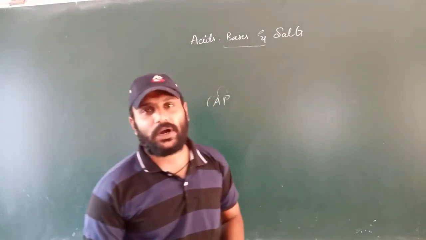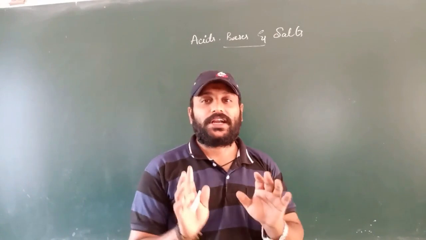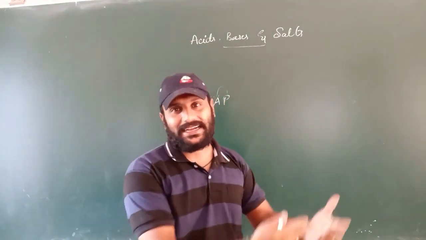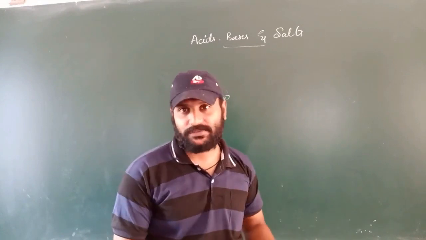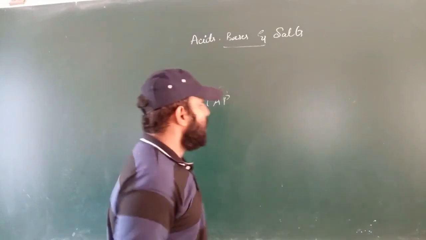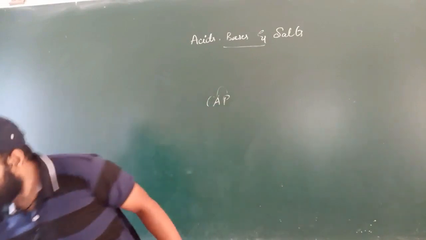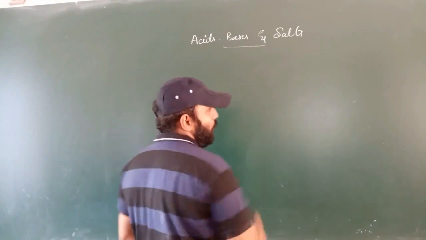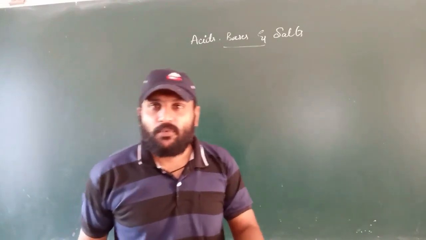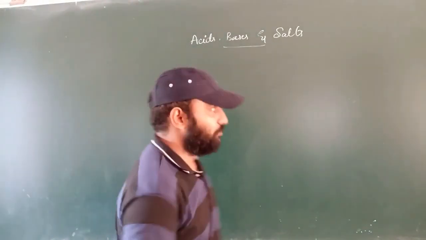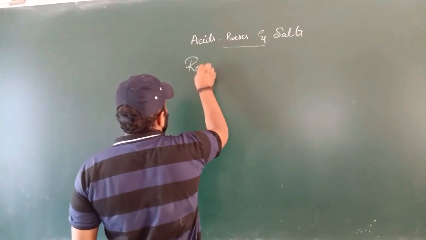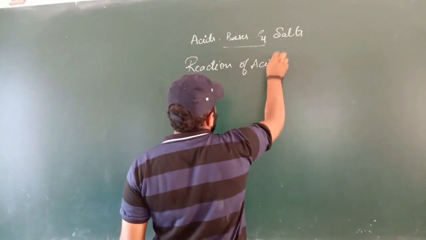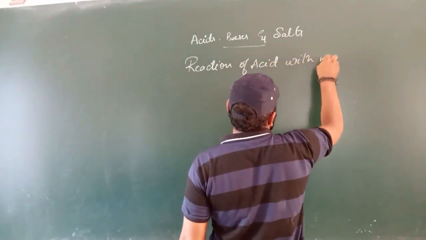In today's class we are going to learn the reactions of acids and bases with metals, metal carbonates, metal oxides, all those things. Let's see one by one. The first one is the reaction of acid with a metal. What will happen when an acid reacts with a metal?